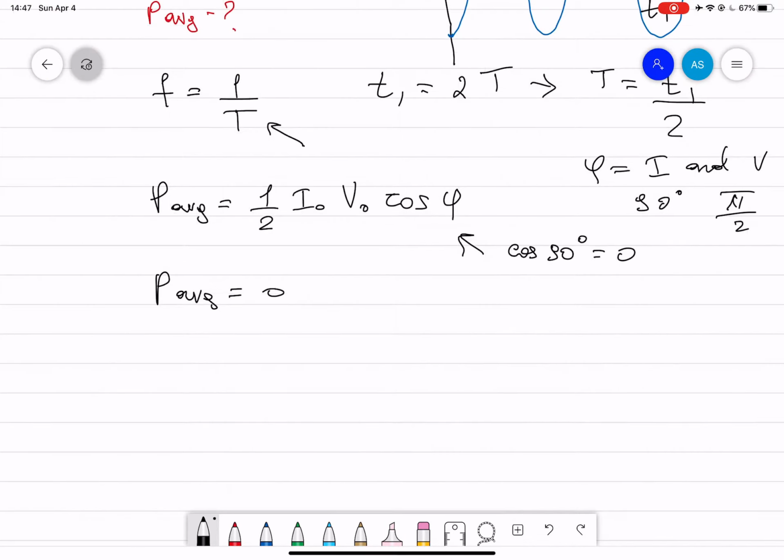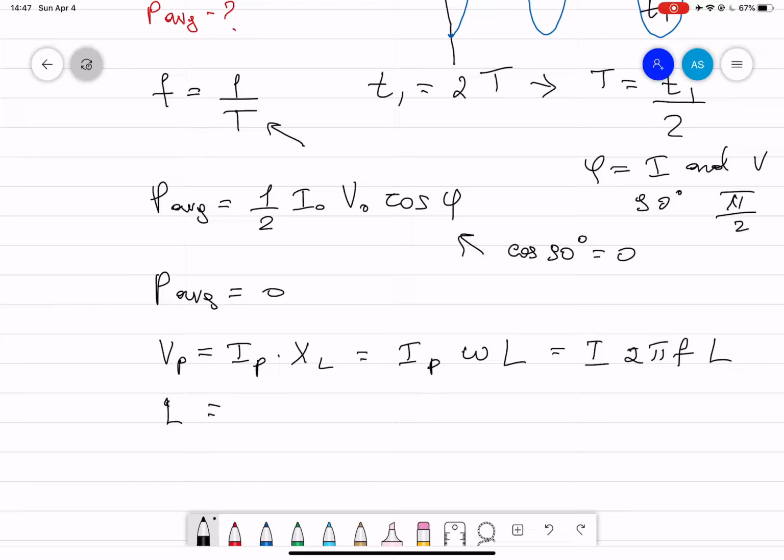If it's inductive, then the formula will be V peak is equal to I peak multiplied by XL. Now XL is equal to omega L. So if you want to find the inductance, let me continue here. Now omega is equal to what? Omega is equal to 2 pi times the frequency. So finally, the inductance L is equal to Vp divided by Ip times 2 pi times the frequency.